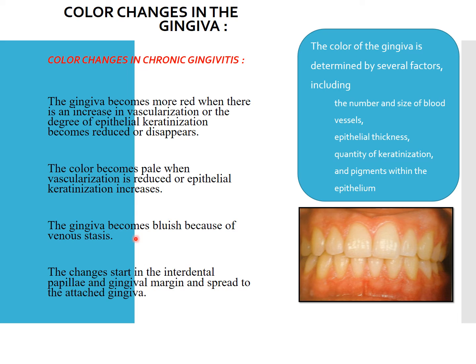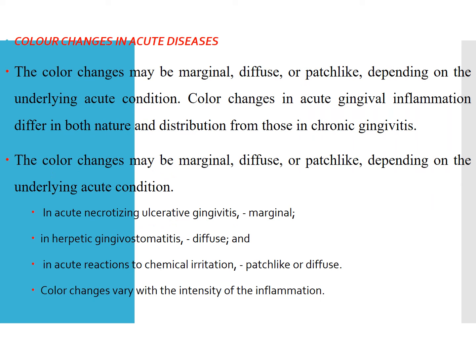You can see this in chronic gingivitis, that is the third stage of gingivitis, and the changes start in the interdental papilla, then go to the gingival margin, and then spread to the attached gingiva. Color changes can be seen in acute diseases also. The color changes can be marginal, diffuse, or patch-like depending on the acute condition. So color changes in acute gingival inflammation differ both in nature and distribution. That is what we said, that it can be marginal, diffuse, or patch-like.